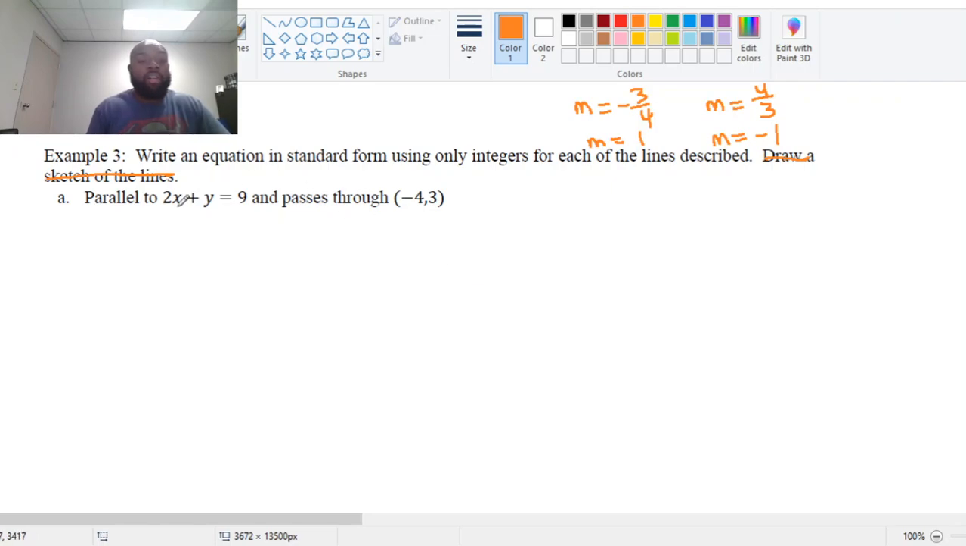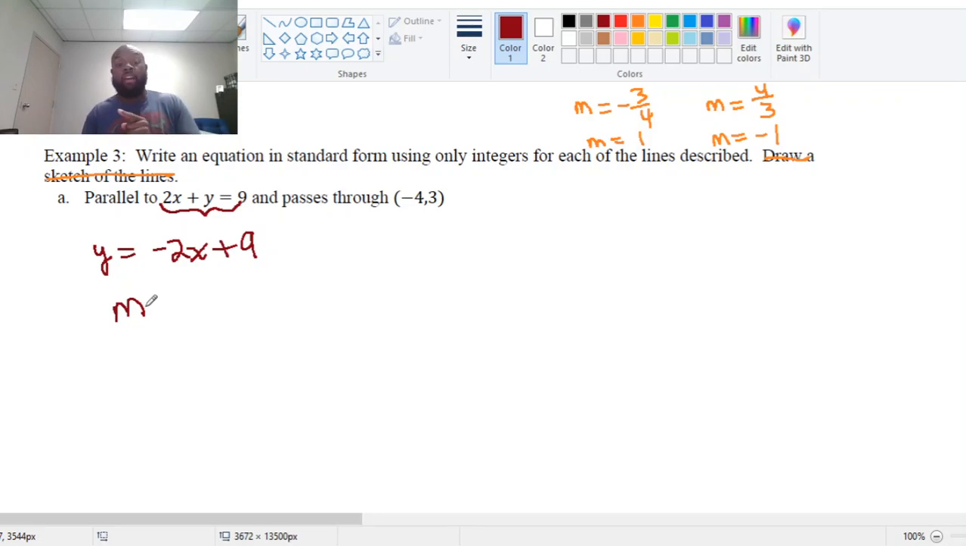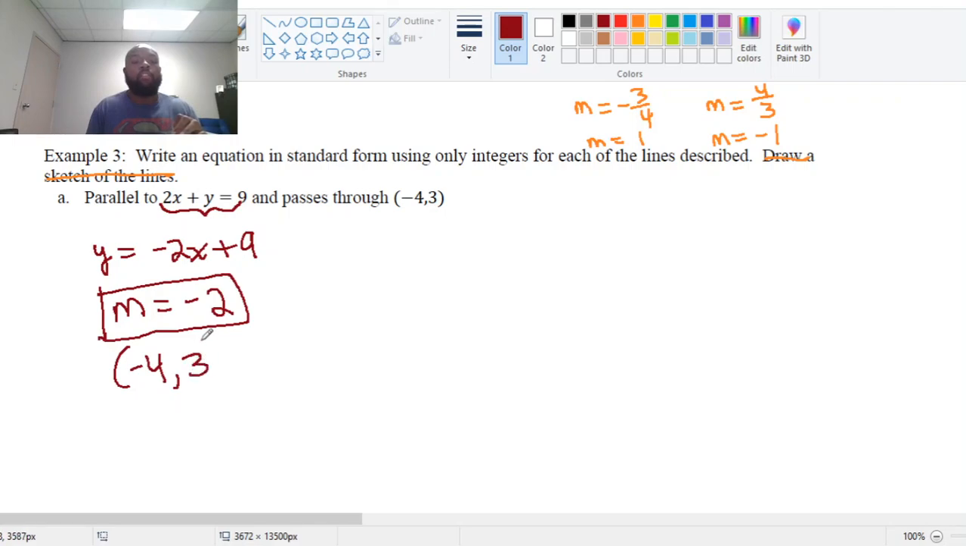We want a line that's parallel to the line 2x plus y equals 9, and it passes through the point (-4, 3), right? So if I'm going to write the line that's parallel to that line, I first need to know the slope of this line, right? Well, if I solve this equation for y, by subtracting 2x from both sides, we see the slope of this line is -2. And since the line that I'm going to create has to be parallel to that, its slope also has to be -2, right? So it's going to have a slope of -2, and we know it passes through the point (-4, 3).